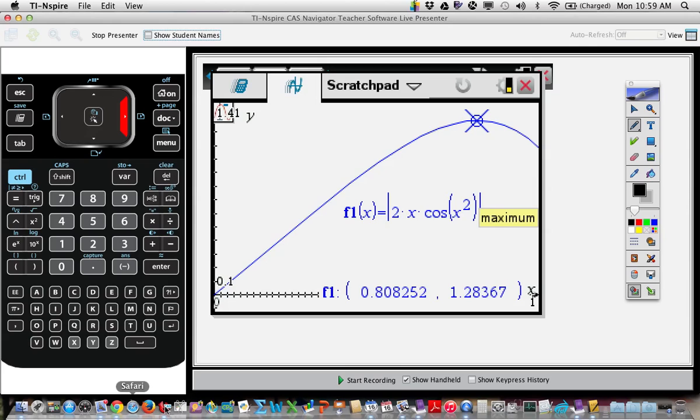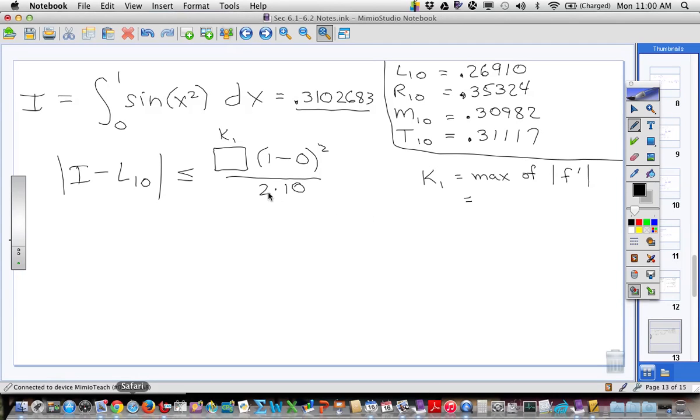And did it say maximum? There you go, it says maximum right there. Now, how many digits do we need? Well, I say we're doing it on the graph. Let's take all 5 of those for right now, and then we'll talk about how many we might need. 1.28367. Whoops, I'm going to write that over here. 1.28367. Is that what it was?